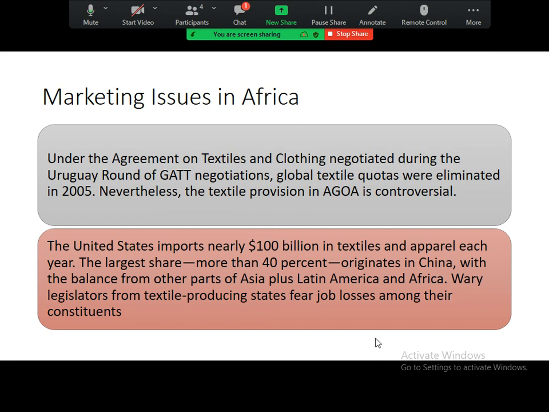Legislators from the textile producing states fear job losses among their constituents. Then, despite such initiatives, only 3% of the annual foreign direct investment goes to Africa.